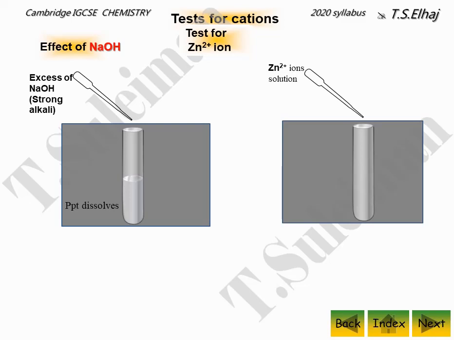We repeat the same test with ammonia. We place 2 cm³ of zinc solution as before in the test tube. Then we add drops of ammonia and we also observe a white precipitate forms. We continue with excess ammonia and the precipitate dissolves. This is the test and the result for zinc with both NaOH and NH3: drops of each form a white precipitate, and excess dissolves the precipitate.